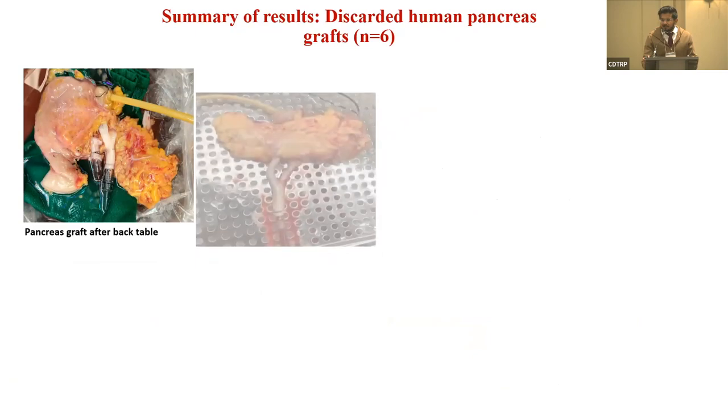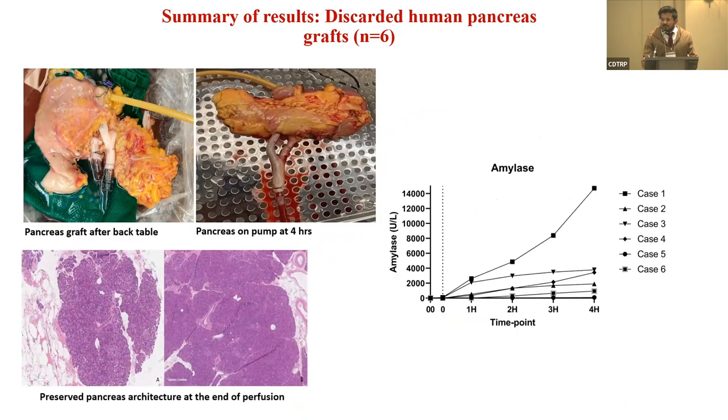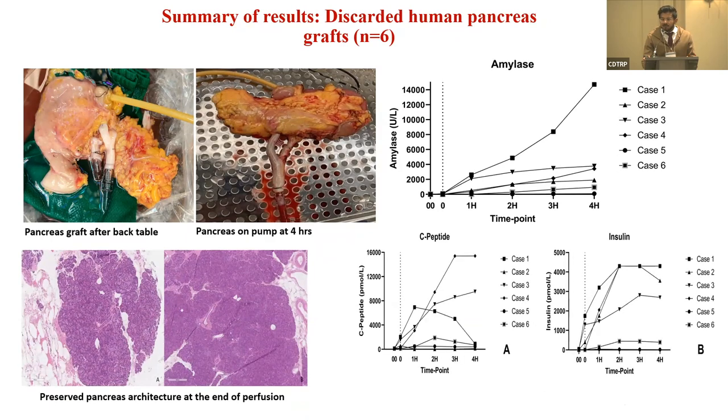In the discarded human pancreas grafts as well, this is how the pancreas graft appears on the table, and this is the microscopic appearance. Similarly, the results of the amylase and the endocrine markers in the form of C-peptide and insulin could be translated. So in conclusion, normothermic ex vivo pancreas perfusion is feasible in porcine and discarded human pancreatic graft models. However, optimizing the perfusion milieu and targeting the various mediators of inflammation could be future directions for us, so that we can translate it into the clinical setting and address the issue of graft shortage in the future. Thank you, and I would like to invite any questions.